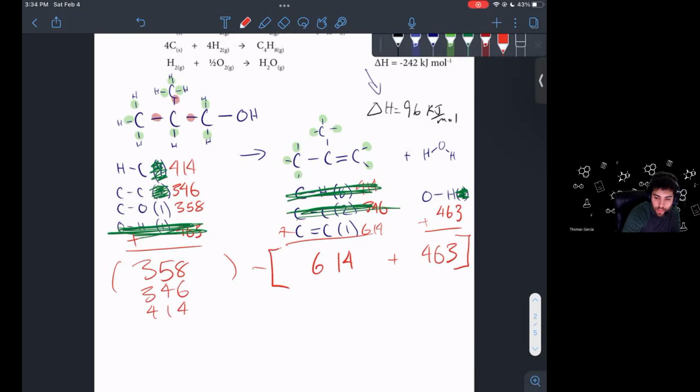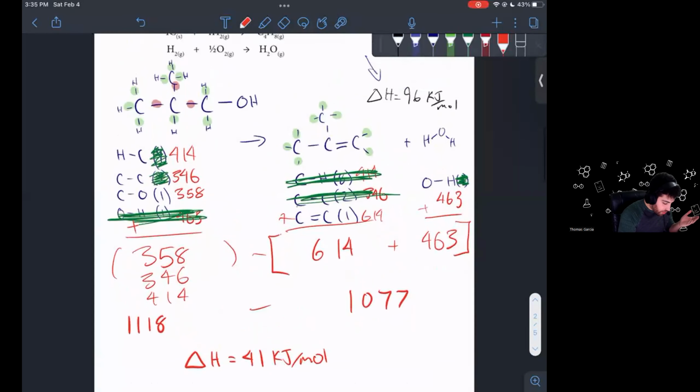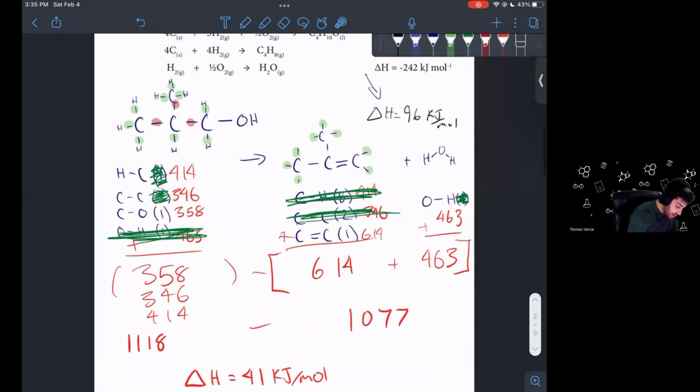I did a little math while the camera was paused, and I get 1,118 minus 1,077, which gives me a net total of delta H being equal to 41 kilojoules per mole. Now, that is our answer. It unfortunately does not match the answer that we originally got.